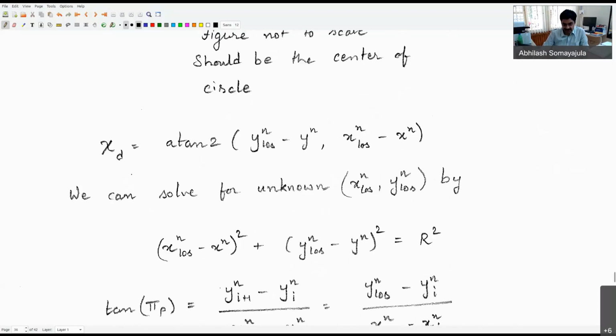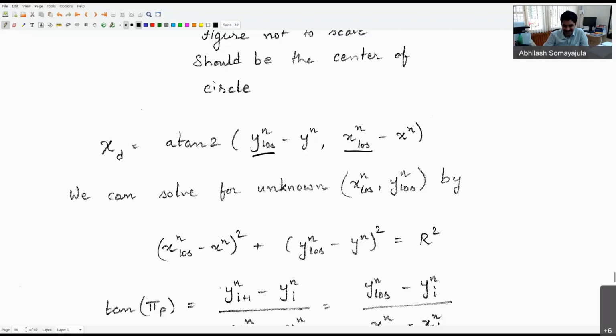Now, notice here that when we look at this guidance scheme, we do not know y LOS and x LOS. We precisely do not know where the intersection will happen. So that needs to be computed as a part of the algorithm before we can come up with the desired course angle. Is everybody with me on this? Yes, making sense for everybody? Come on, please, you can respond yes or no at least.